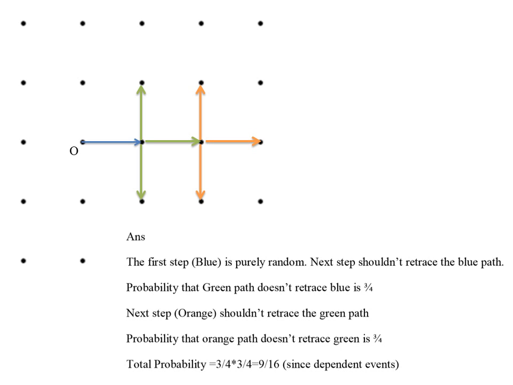To do that, let us consider a square lattice. The first step, that is the blue one shown in the figure, is purely random. The next step shouldn't retrace the blue path. So the probability that the green path does not retrace the blue path is 3 by 4. Now next is the orange step, and the condition is that the orange step shouldn't retrace the green path. So the probability that the orange path doesn't retrace the green path is again 3 by 4. Since we are considering dependent events, the total probability will be 3 by 4 into 3 by 4, 9 by 16. That is the answer.